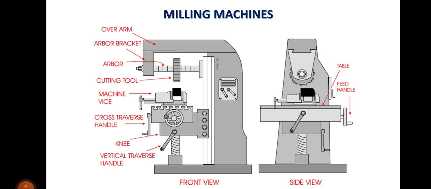Then the next part is the knee. The knee is a rigid casting mounted on the front face of the column. The knee moves vertically along the guideways. The adjustment is obtained manually or automatically by operating the elevating screw provided below the knee. Then the next part is the saddle. The saddle rests on the knee and constitutes the intermediate part between the knee and the table. The saddle moves transversely, that is crosswise, in or out in guideways provided on the knee.